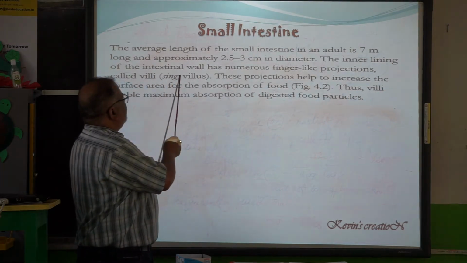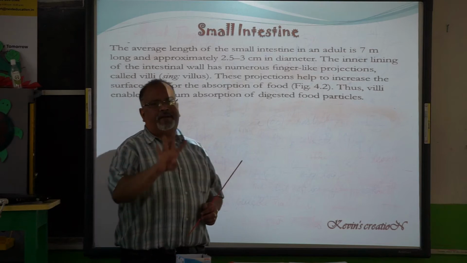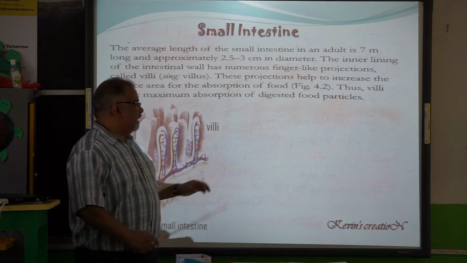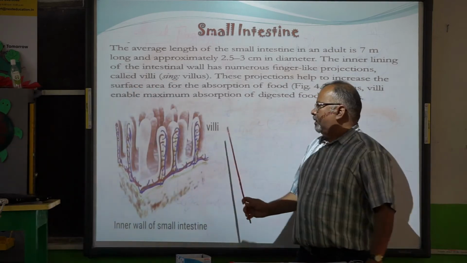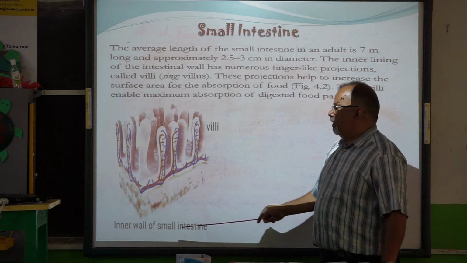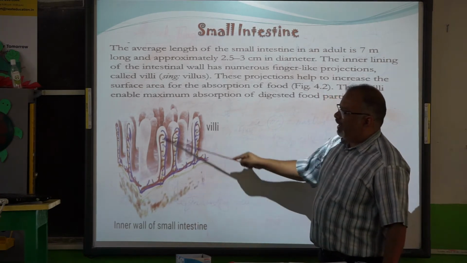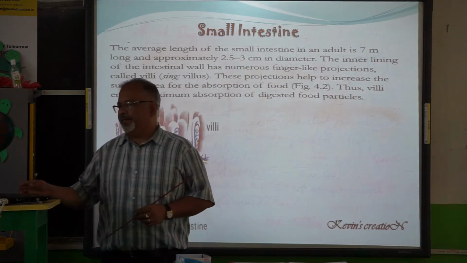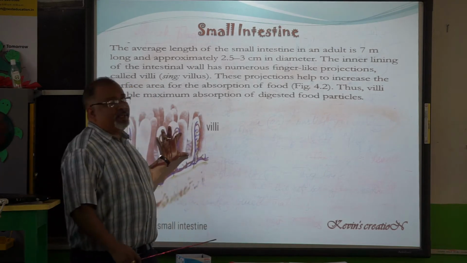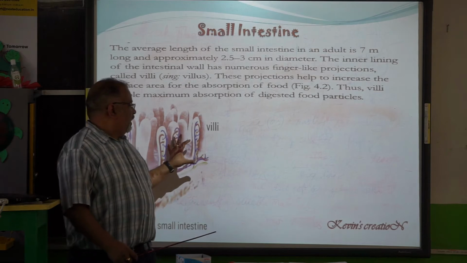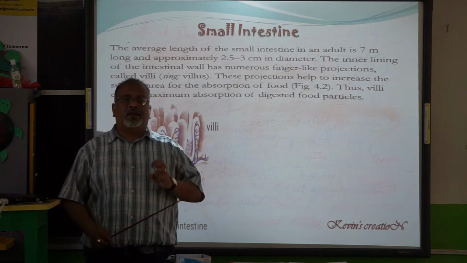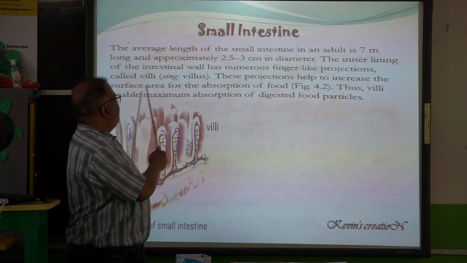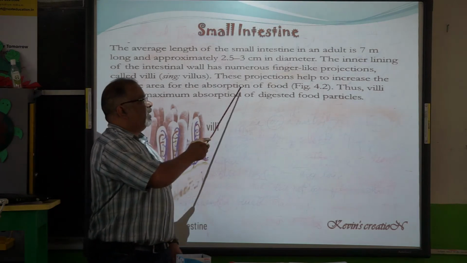The inner lining of the intestinal wall has numerous finger-like projections. Now look at this diagram here. This is the inner wall of small intestine. I have written it, inner wall of small intestine. So here you find finger-like projections. We call it villi. Singular is villus. And what does it do? It helps in absorption. And it also increases the surface area so that it can absorb more. These projections help to increase the surface area for the absorption of food.